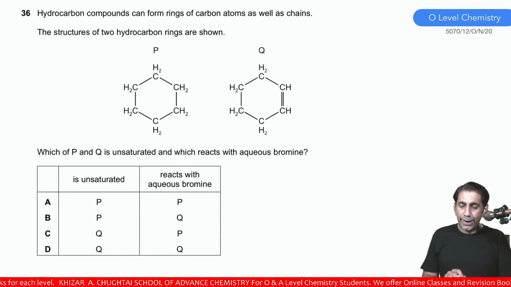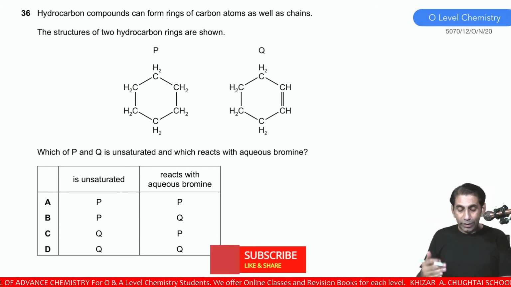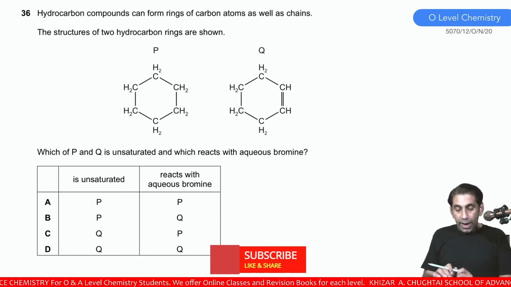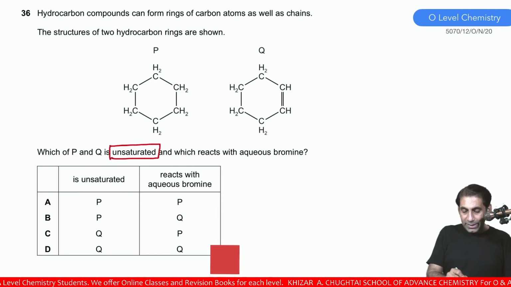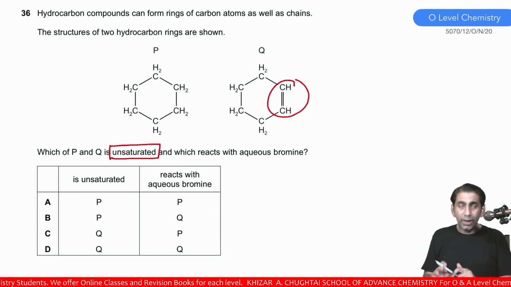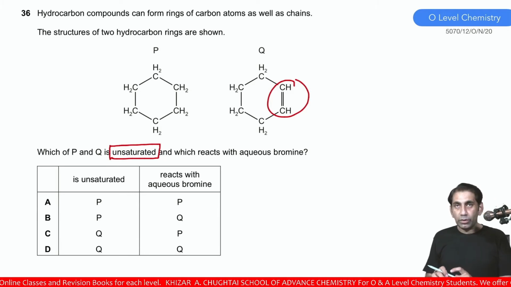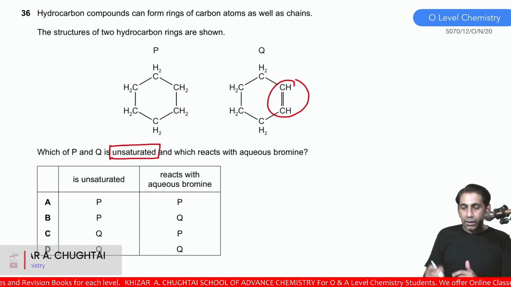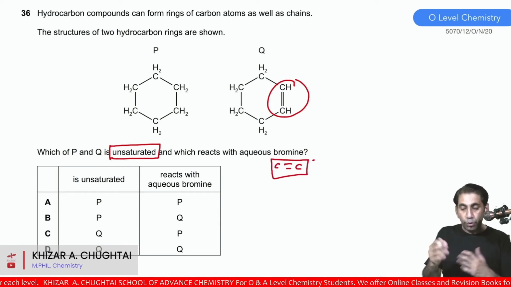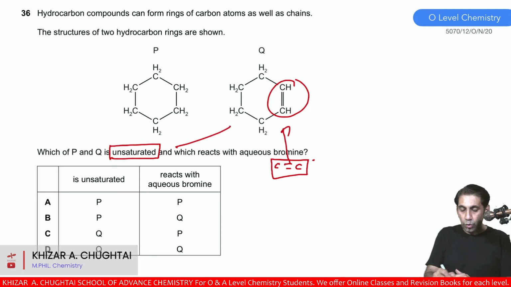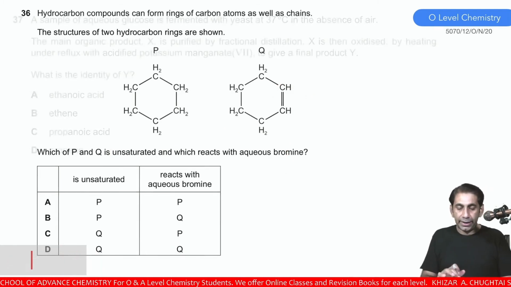The structure of the 2 hydrocarbon rings are shown, P and Q. Which of the P and Q is unsaturated and which reacts with aqueous bromine? Unsaturated means it is having a carbon-carbon double bond. At least one carbon-carbon double bond should be there. Which reacts with aqueous bromine? It means that it again must have at least a carbon-carbon double bond. So both properties belong to Q. D is the correct option.